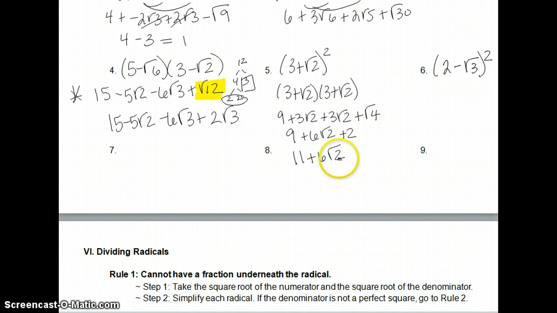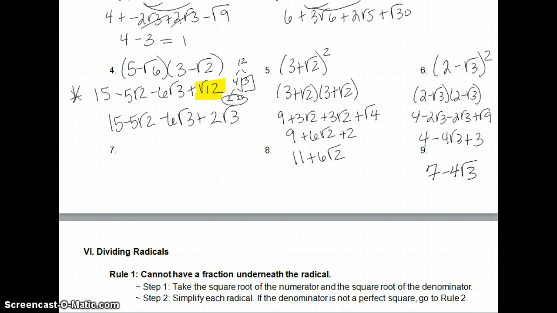All right, go ahead and pause it. Okay, here is the answer to the you try problem. It is 7 minus 4 root 3. Please make sure that a negative times a negative gives you a positive, and then root 3 times root 3 is root 9, and the square root of 9 is 3.